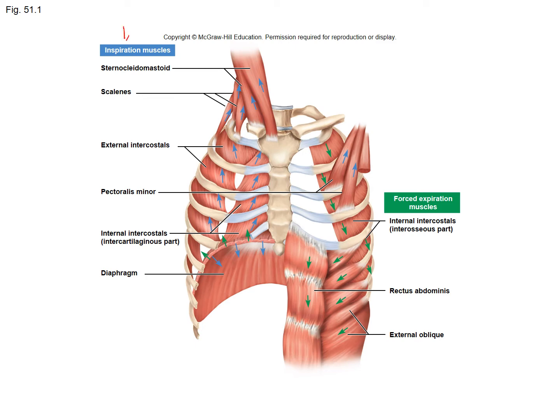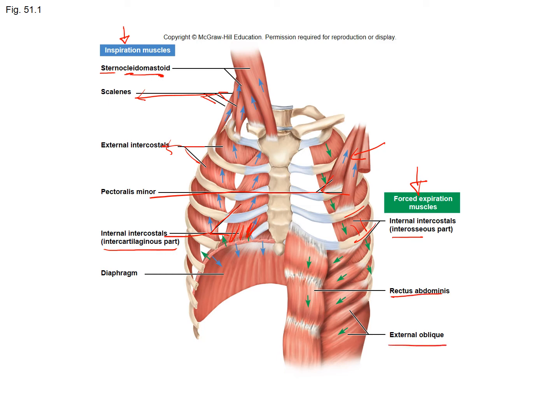This slide shows you the inspiration muscles and the forced expiration muscles. The inspiration muscles will be the sternocleidomastoid. Remember, sterno comes from the sternum and clavicle and goes to the mastoid process. And the scalenus, a very important muscle for inspiration as well. External intercostalis, pectoralis minor right here, and you have the internal intercostalis, the intercartilaginous part close to the cartilage. The internal intercostalis, interosseous part, which attaches to the bone, is a muscle of forced expiration. Of course, muscles of forced expiration also include the rectus abdominis and the external oblique.